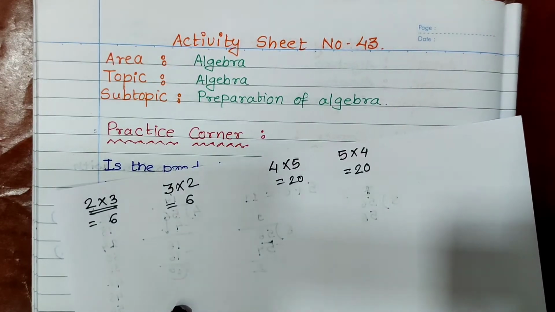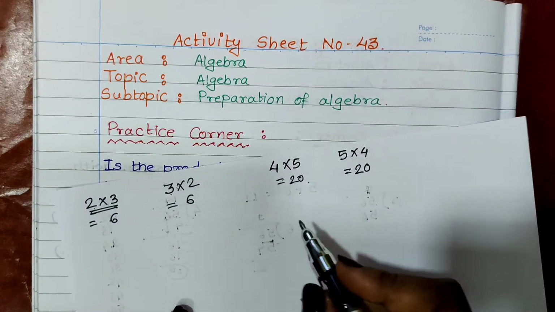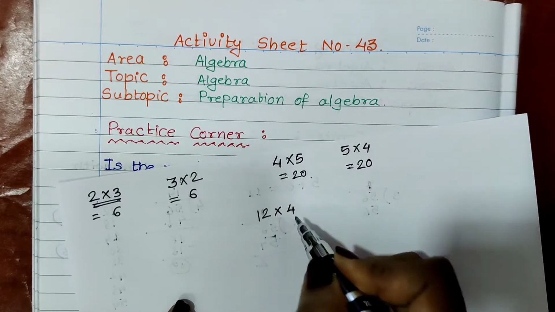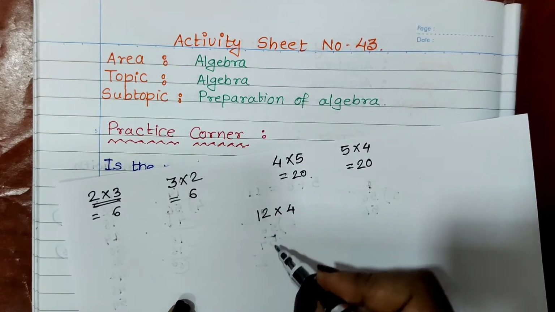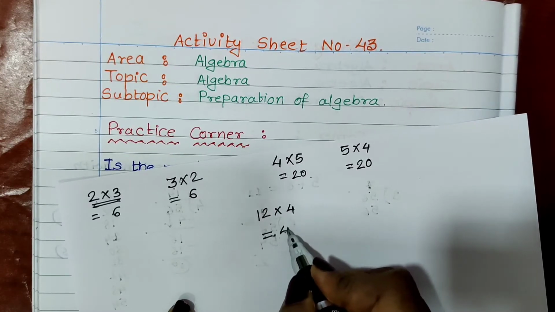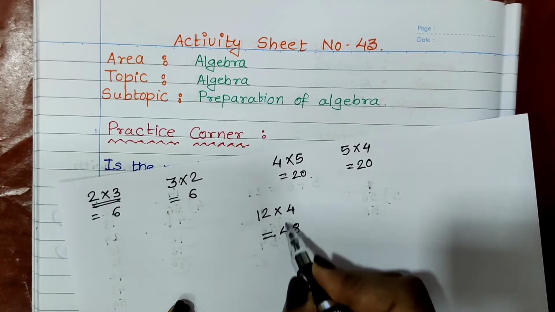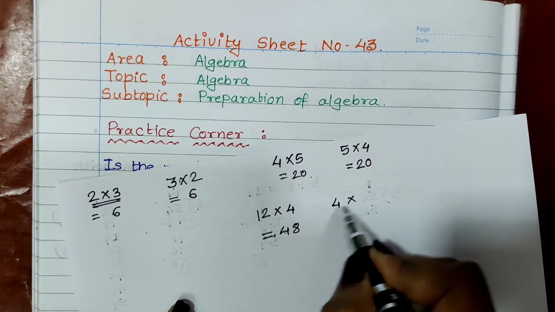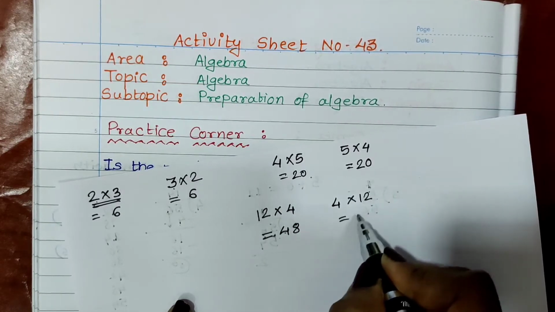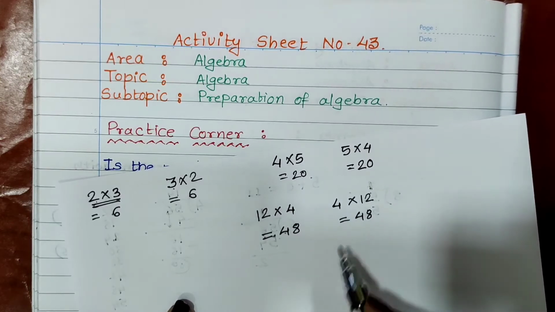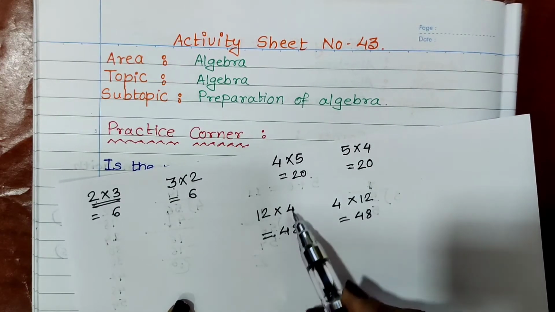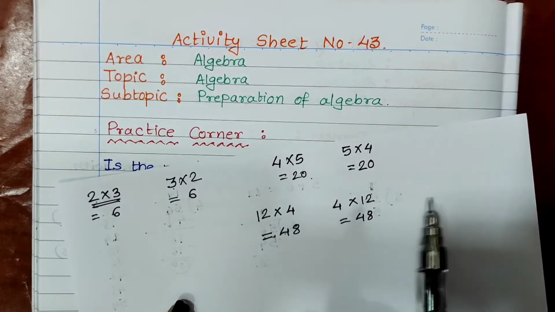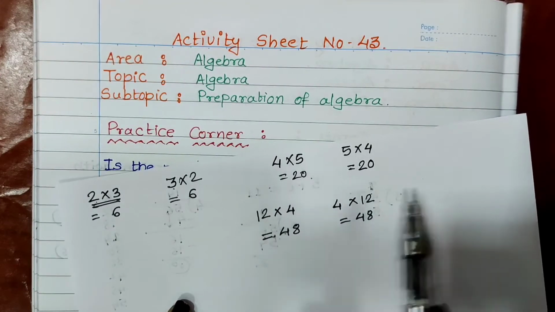You can take any number, bigger number, smaller number. If I write 12 into 4, what is the answer? 12 fours are 48. And if I interchange their order, in place of 12 I write 4, in place of 4 I write 12, what will be the answer? It is 48 again. So though we interchange the order of these numbers, their answer is the same. It will not change. The answer will not change.